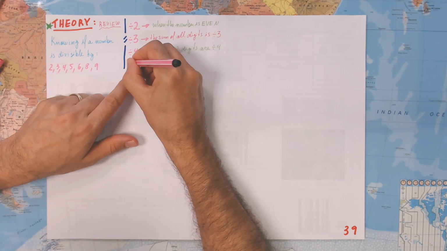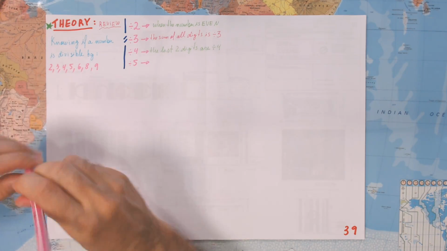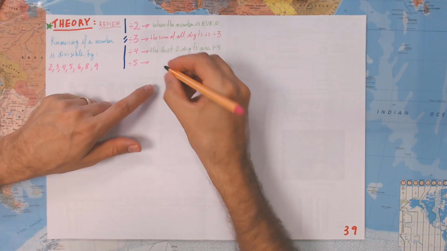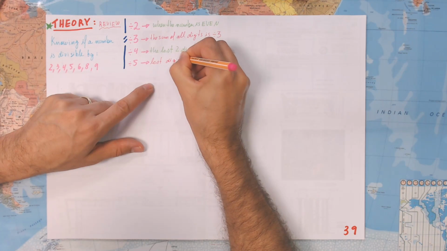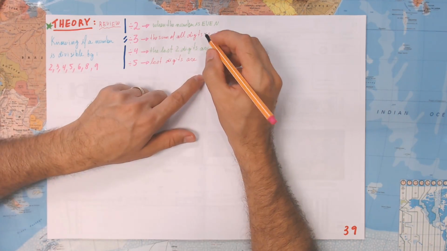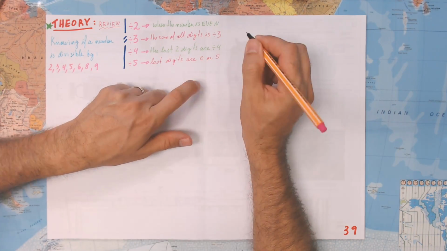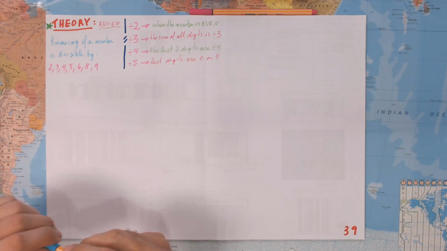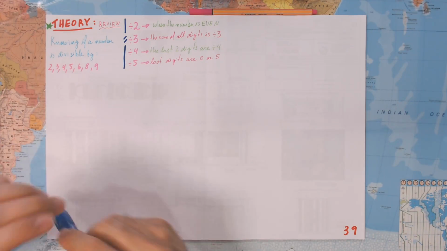Now, when is it divisible by 5? Well, this one is easy. This one we know by heart. It is when the last digit is 0 or 5. Okay, like 125, like 700, 705, and so on.